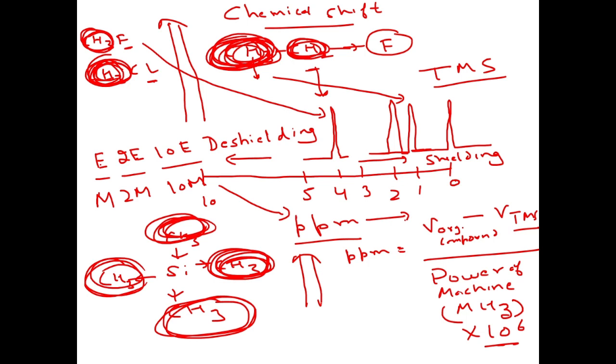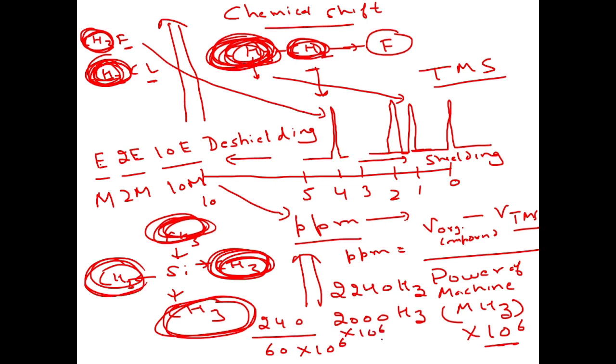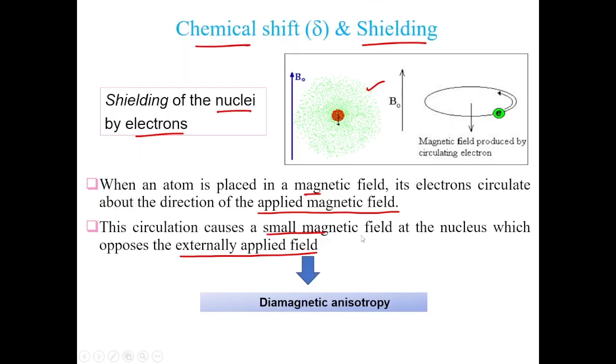Say an organic compound is there which is absorbing the radio wave frequency at 250 hertz, okay, relative to TMS which is absorbing at 0 hertz. So relative frequency will be 250 hertz, and say power of the machine is 60 megahertz. So 60 into 10 power 6 into 10 power 6, that is the formula, and then 10 power 6 will go, and here it will go, so it is absorbing at 4 ppm.